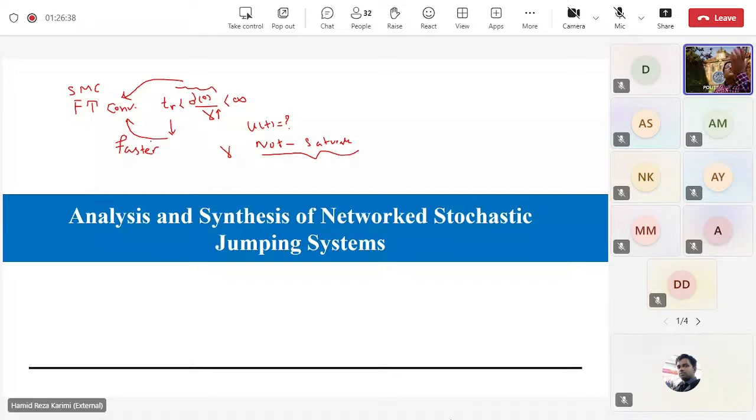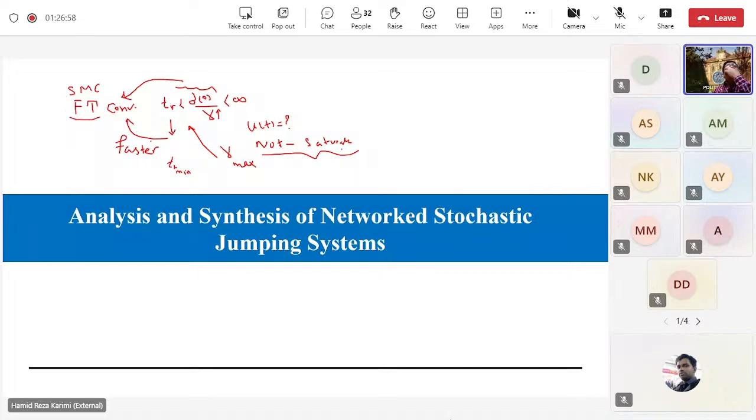For the gamma max, so that the system does not saturate, you can find the TR as the TR min. It means how fast you can make the system. So this concept is finite time.